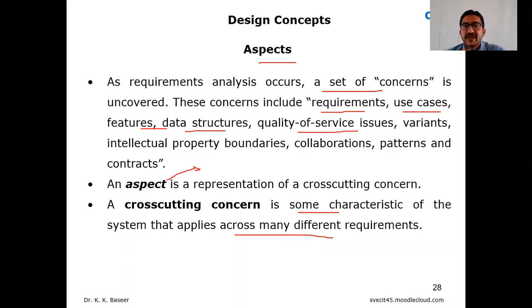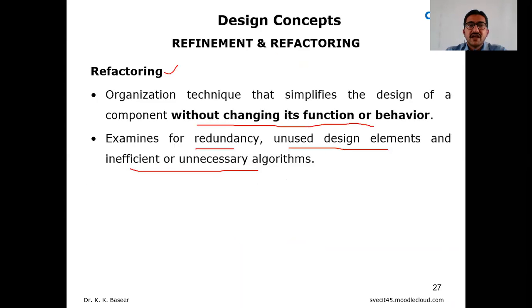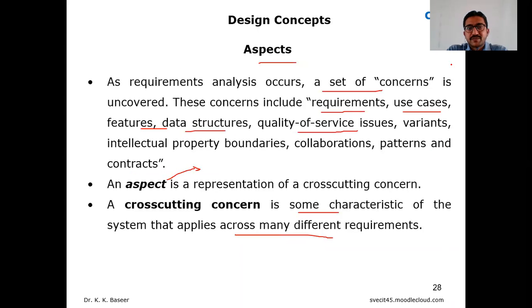In the same fashion, the purpose of an aspect is that the representation of the cross-cutting concern can be optimized, so that we can use it optimally. Okay, so that's about the aspect.